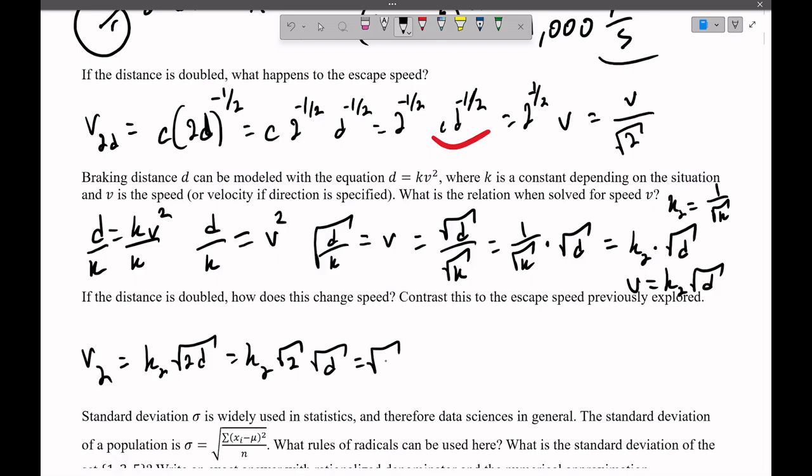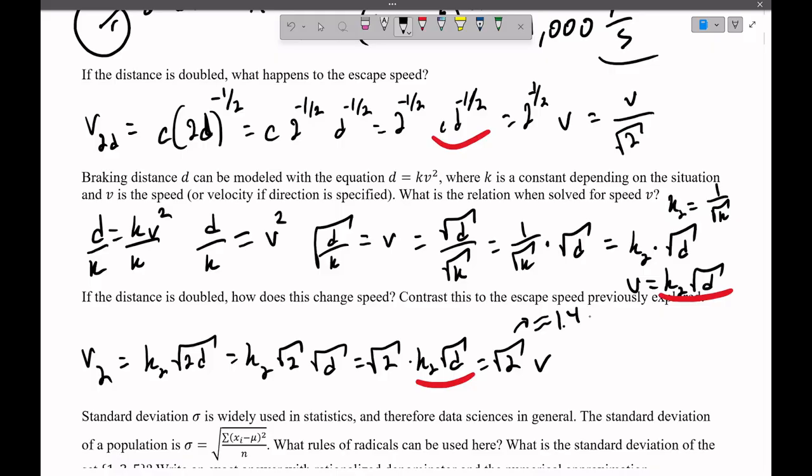And this is the same thing as the square root of 2 times k2, the square root of d. And again, this is just the original velocity that we were talking about. So it's the square root of 2 times v. In other words, if we double the distance, then we multiply v, the original velocity, by square root of 2. Square root of 2 is approximately 1.4.